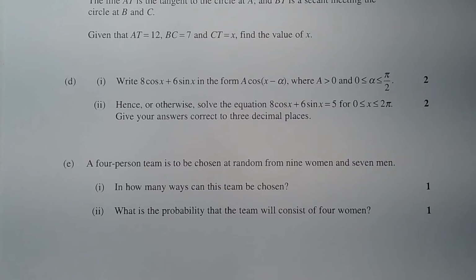Question 2d, Part 1. Write 8 cos x plus 6 sin x in the form a cos(x minus alpha), where a is greater than 0 and alpha is greater than or equal to 0 and less than or equal to pi over 2.